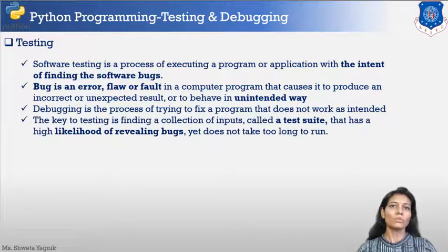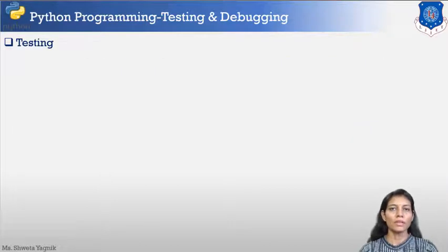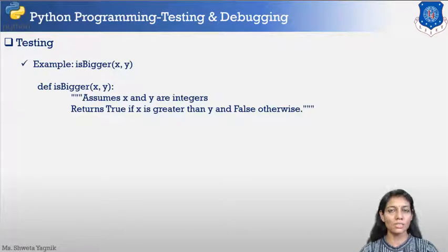So the key to debugging is to find the test suites. Now, test suites are the collection of all the inputs that are possible from the user side, having the likelihood of revealing the bugs lying in your program. Now we'll see a small function where we are trying to fix the test suites, that means all possible values of the input.